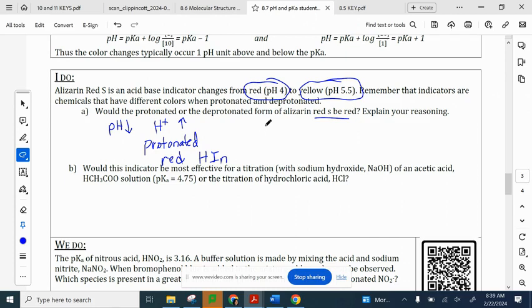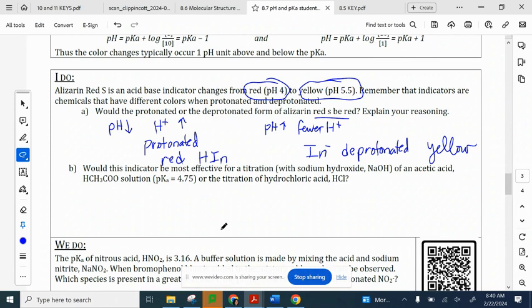And then if our pH is higher, we have fewer H pluses around. So then our indicator would be deprotonated, and that would be our deprotonated form. And that's going to be yellow. All right.